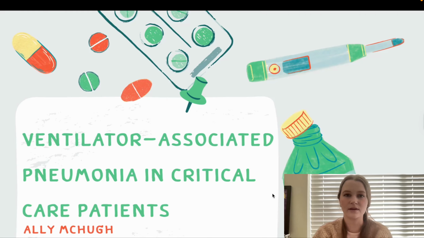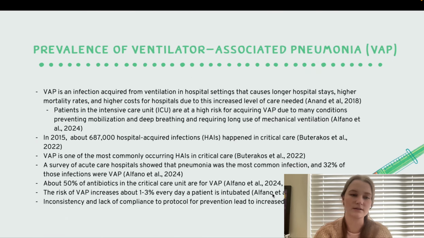My name is Ali McHugh, and this is a quality improvement project on ventilator-associated pneumonia in the population of critical care patients. Ventilator-associated pneumonia, or VAP, is an infection acquired from mechanical ventilators in hospital settings that causes longer hospital stays, higher mortality rates, and higher costs for hospitals due to the increased level of care needed. These are acquired from mechanical ventilators often used in intensive care units and other critical care settings.